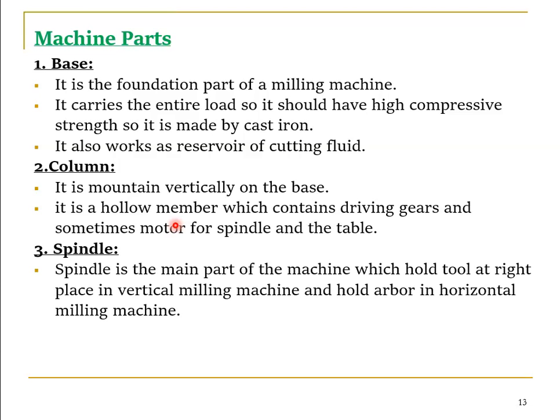The next is the spindle. It is the main part of the machine, which holds the tool at the right place in a vertical milling machine and holds the arbor in a horizontal milling machine. The spindle is the most important part because it holds the tool; only with the tool can you do the milling process. In a vertical machine we have a spindle, and in a horizontal machine it is an arbor.